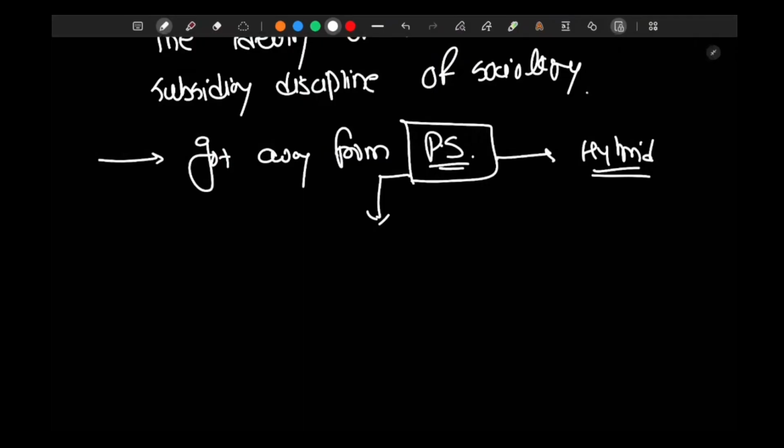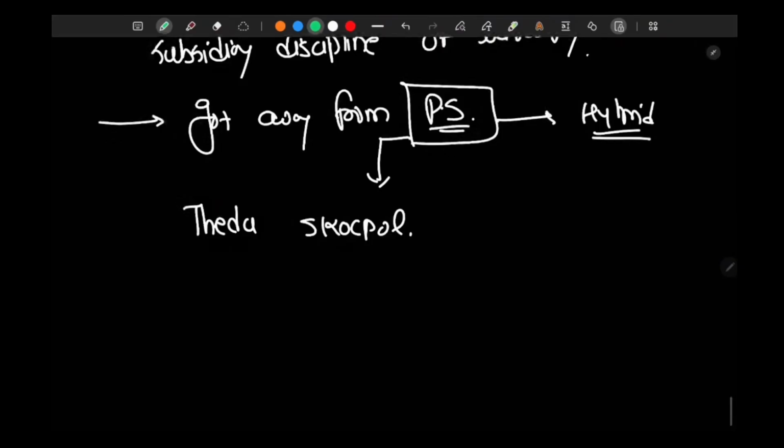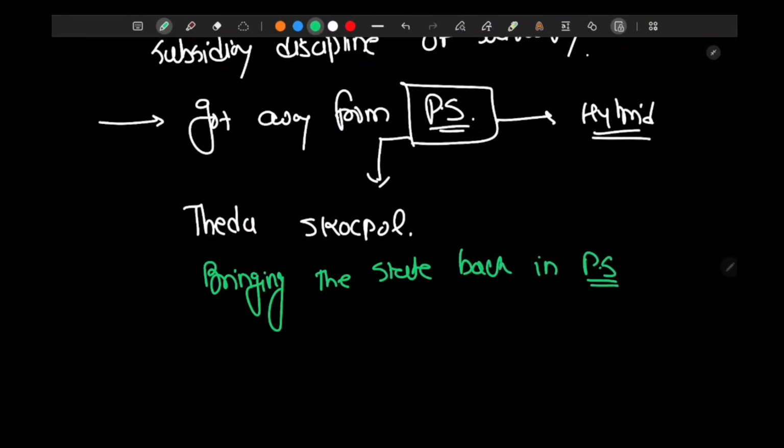Because there was this danger, people like Theda Skocpol began with the motto, the slogan, that we should bring the state back in, bringing the state back into political science, getting away from the sociological approach. This was the sociological approach to political science. I hope you understood this.